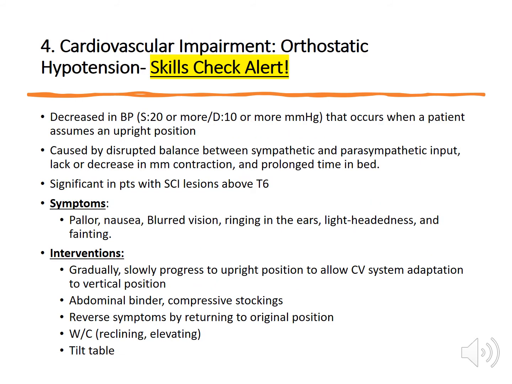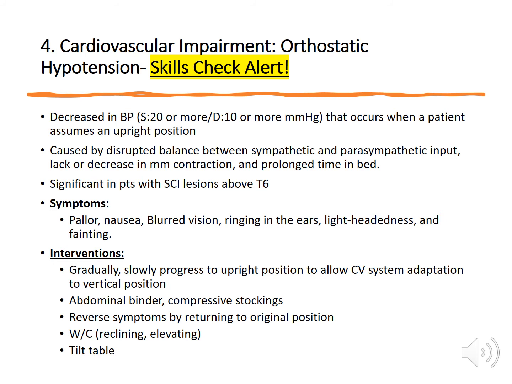So our next one here is a cardiovascular impairment, and it is another one of your skills checks, and it is orthostatic hypotension. Orthostatic hypotension, you've heard about in the past. It is a decrease in blood pressure, typically for the systolic 20 or more, and for the diastolic 10 or more millimeters of mercury. That's how much it should drop in order for it to be considered orthostatic hypotension.